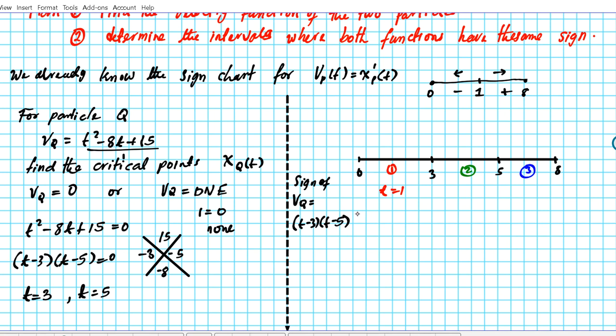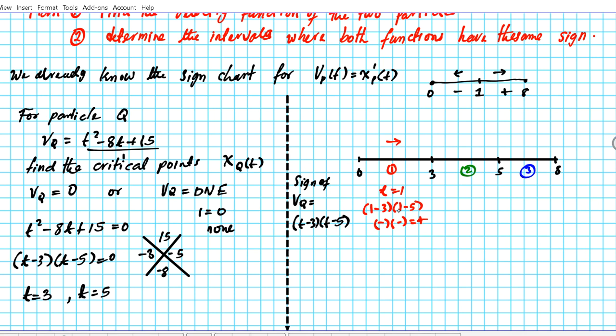So remember, all we care about is the sign. When we plug that in here, 1 minus 3 times 1 minus 5, we can easily see that we're multiplying two negatives. Negative times negative is positive. So in this interval, the particle is moving to the right.